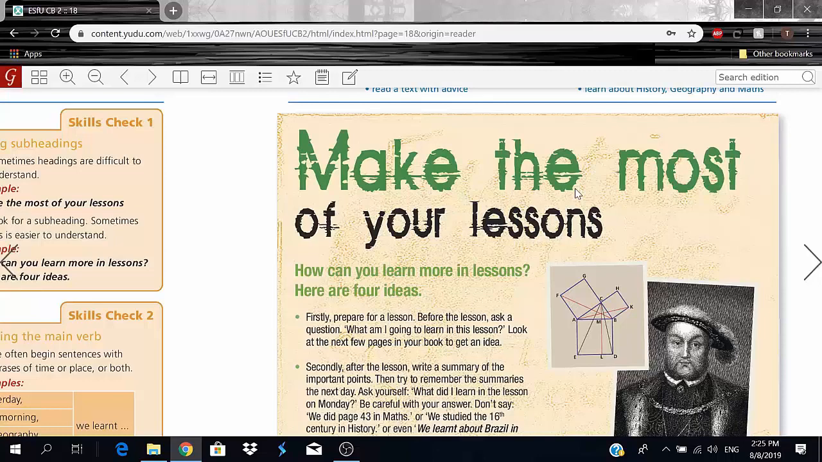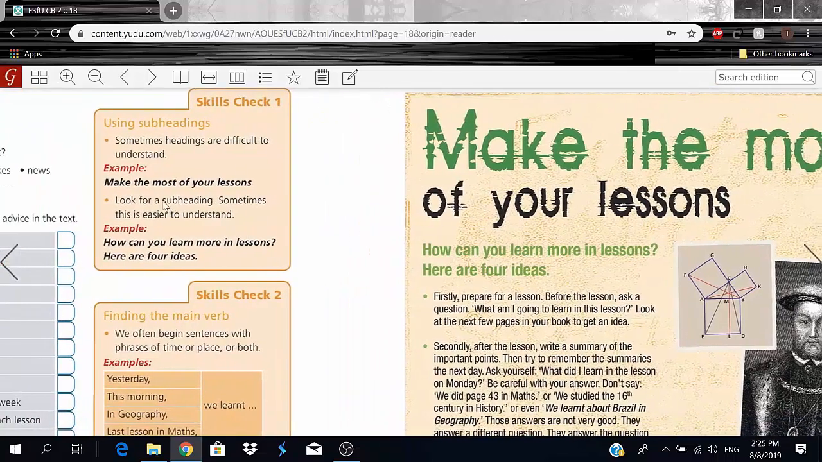What does that mean? Here we have make the most of your lessons. I can kind of understand what he means, but I don't know at all. What does he mean by make the most of my lessons? I'd have to go down and start reading so I can understand the heading. So make the most of your lessons, that is the heading.